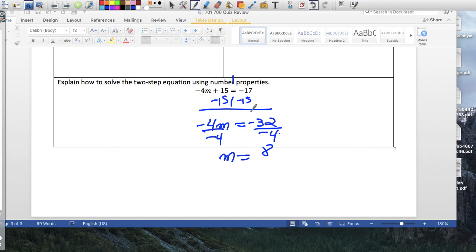So use the right terminology, use inverse operations. Look at what you're doing. We're isolating our variable, right? Because we want our variable all by itself. So all that should be in your explanation. Okay? And we're done.